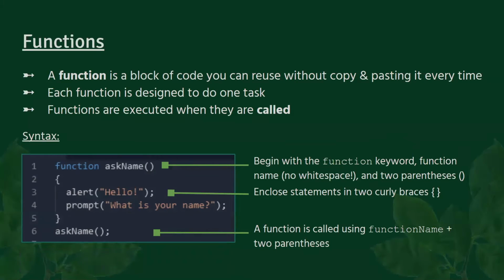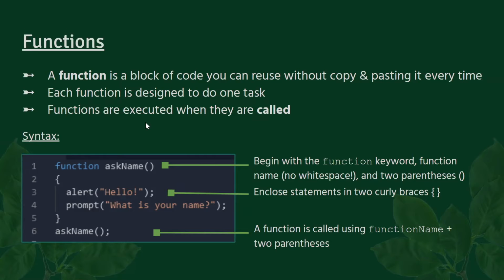Functions. A function is a block of code you can reuse without copying and pasting it every time. That's an interesting way to think about it. I like to think of a function as a specific instruction set that is used when you call upon it. You write out a function, which is a given set of instructions that a computer completes, and then you can call on that function. That's what it means when you can reuse it. You can call on it and it will just do the instruction set. You don't have to rewrite it out. You can just call on it.